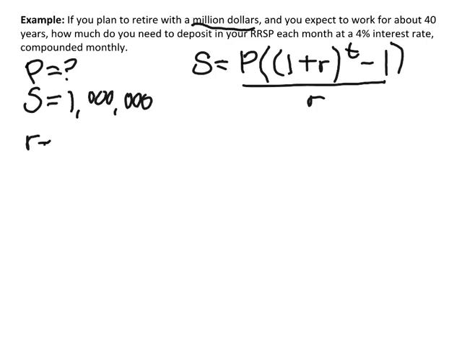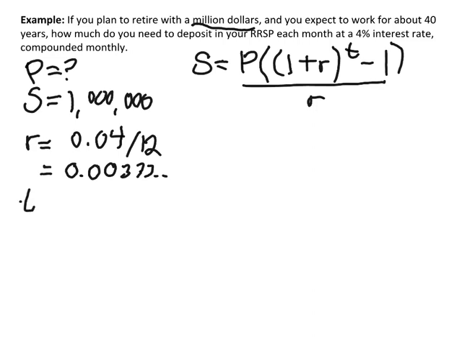R is my interest rate, but be careful, R has to be my interest rate per compounding period. So this is compounded monthly. It's a 4% annual interest rate, so I have to take that 4% and divide by 12. So take your 4%, divide by 12, that gives you 0.00333, and the threes will just sort of keep going there. All right, T, that's the number of compounding periods. So you're going to work for 40 years. This is compounded monthly though, so it's going to be 40 times 12, right? So 40 years times 12 compounding periods per year is 480 compounding periods altogether.